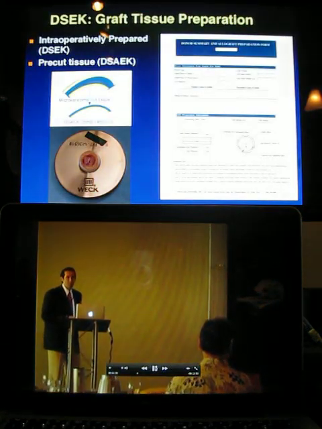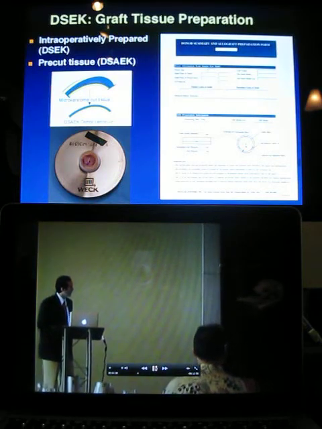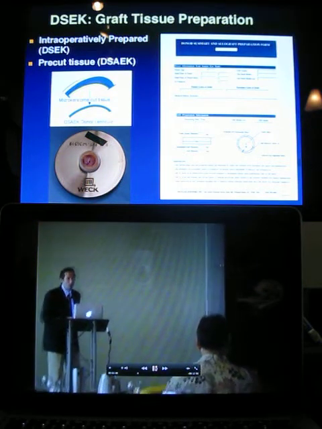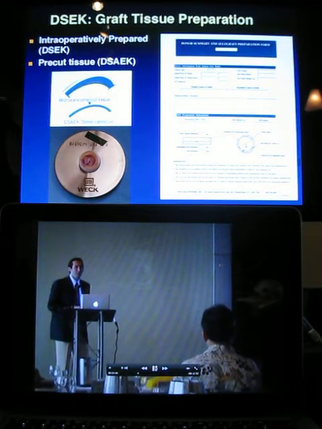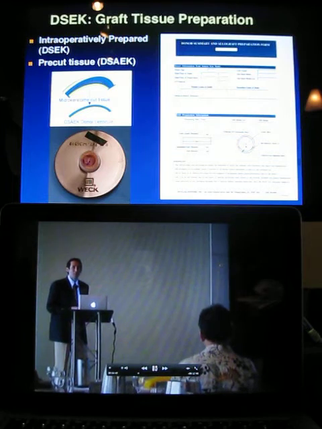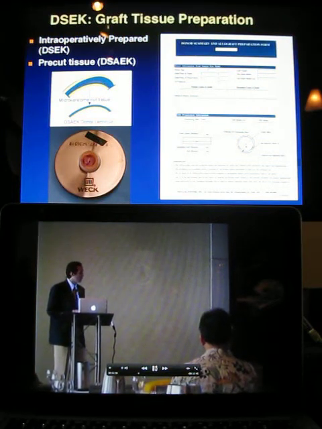The benefits of using a pre-cut donor corneal tissue is that you have a more reliable donor lenticule thickness. There's less operating room time, and there's no need to have backup tissue in case the surgeon perforates into the anterior chamber doing the microkeratome cut.